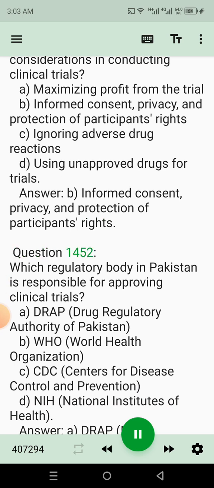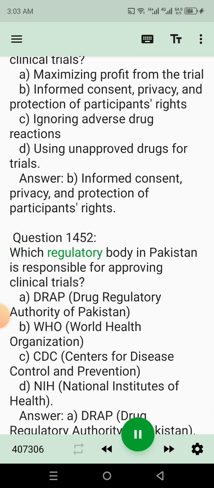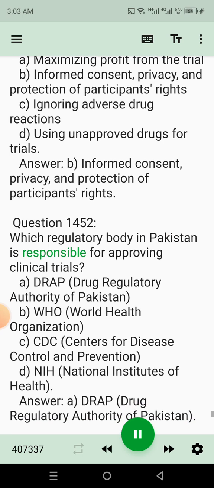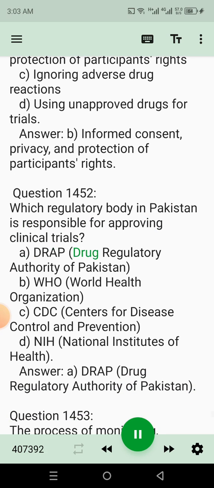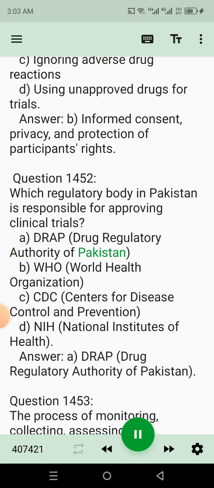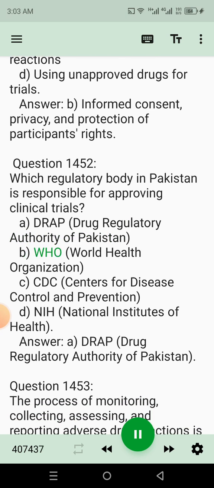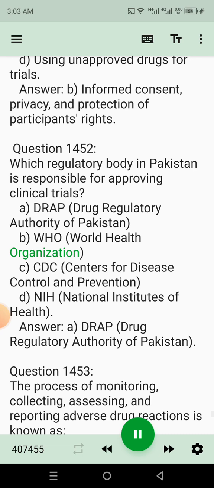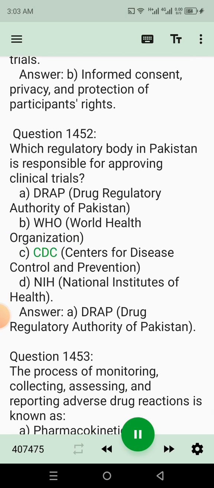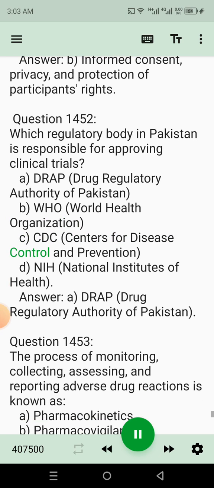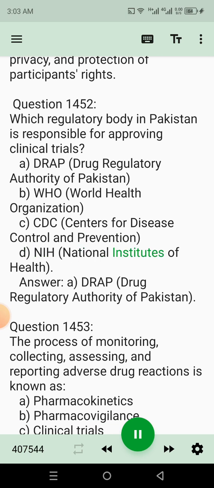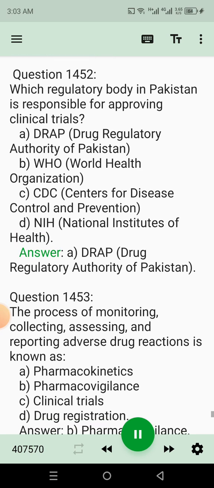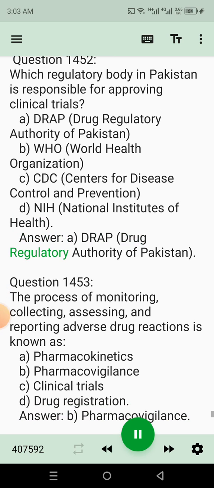Question 1452. Which regulatory body in Pakistan is responsible for approving clinical trials? A. DRAP, Drug Regulatory Authority of Pakistan. B. WHO, World Health Organization. C. CDC, Centers for Disease Control and Prevention. D. NIH, National Institutes of Health. Answer. A. DRAP, Drug Regulatory Authority of Pakistan.